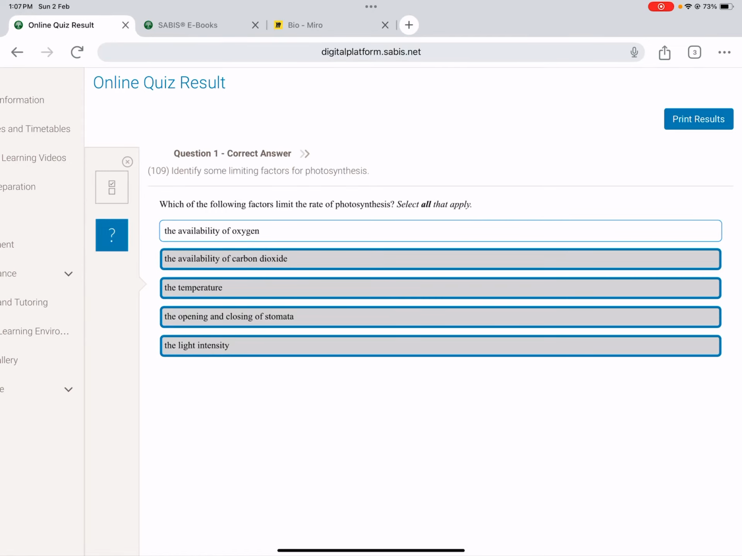Hi guys, welcome back. Today we're going to be solving week 8 biology AMS. So let's begin. Which of the following factors limit the rate of photosynthesis?